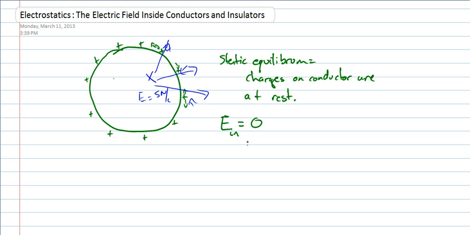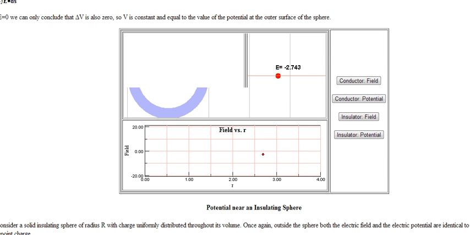So that immediately tells us that there cannot be an electric field inside the conductor, otherwise the charges would move and that would violate my static equilibrium, right? So I want to show this to you guys. I've got a little Java applet here.